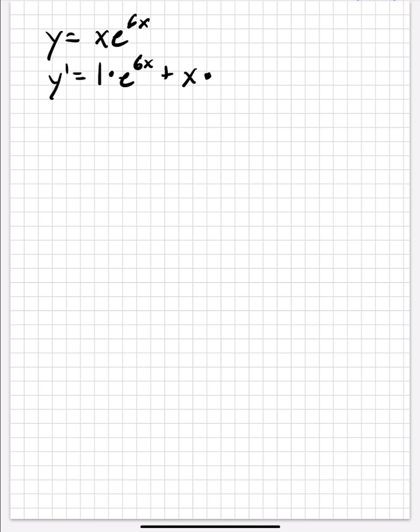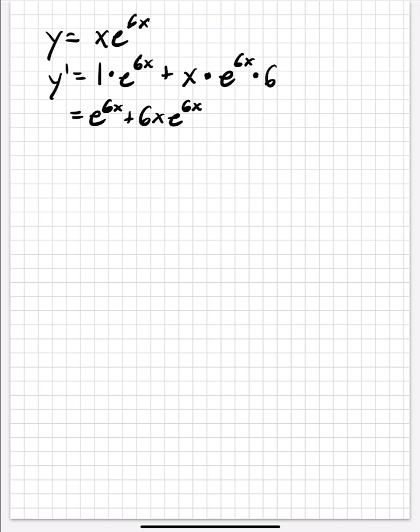Okay, so my derivative for e to the 6x is e to the 6x, but my chain rule says I have to multiply by the derivative of that exponent. So the derivative of 6x is 6. Okay, so I have e to the 6x plus 6x e to the 6x.